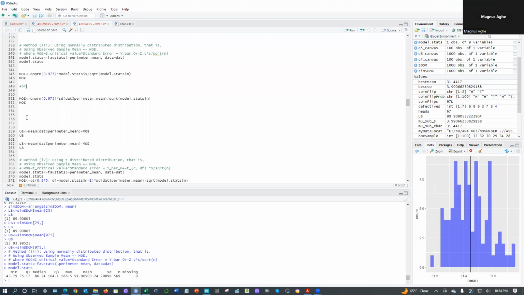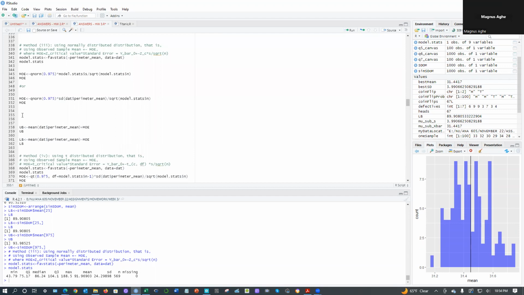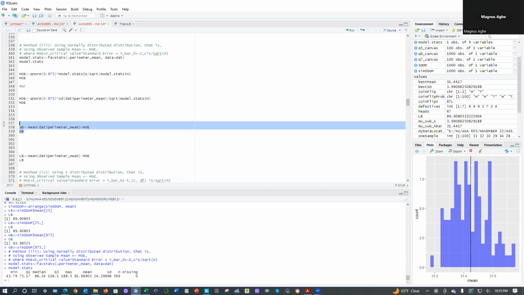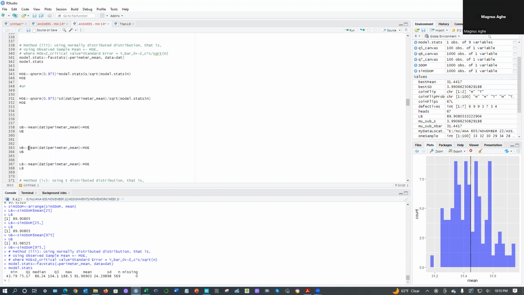Then upper bound is nothing but this one: mean, go to this one plus margin of error. You can do the same thing. Copy. Go to the model stat, dot stats, and then go to mean. And you don't need this one plus margin of error.